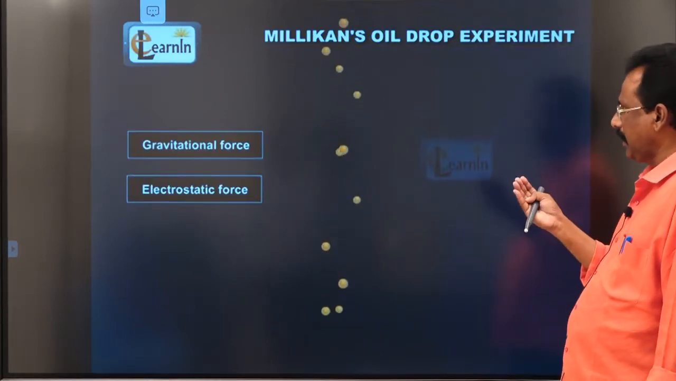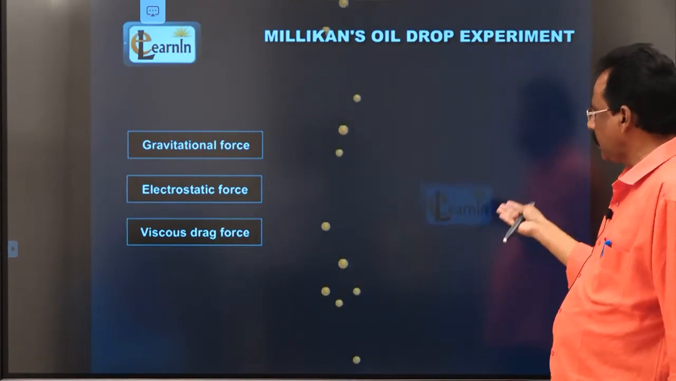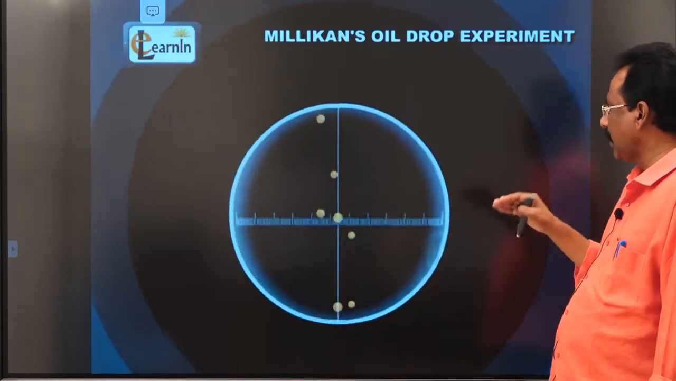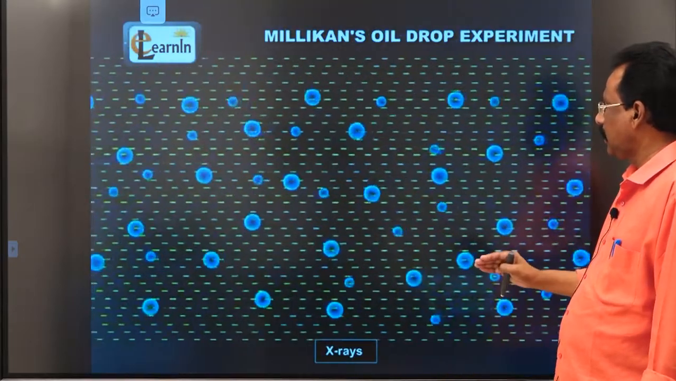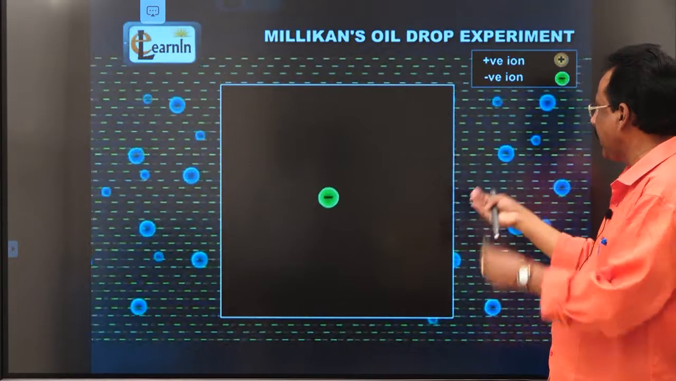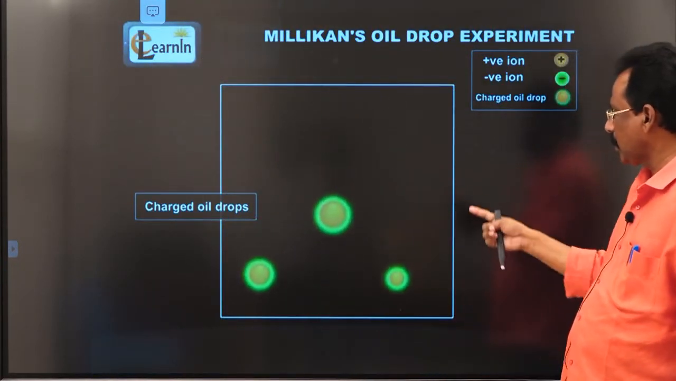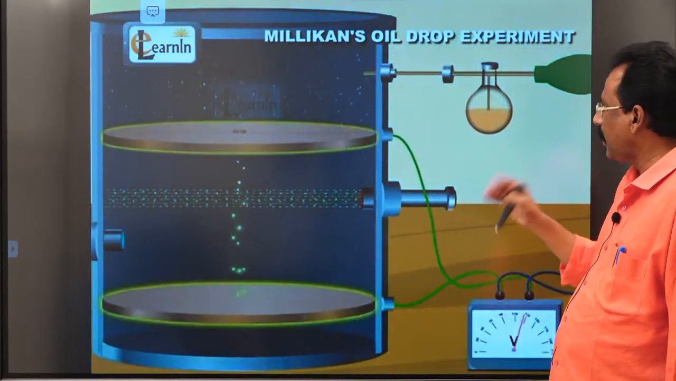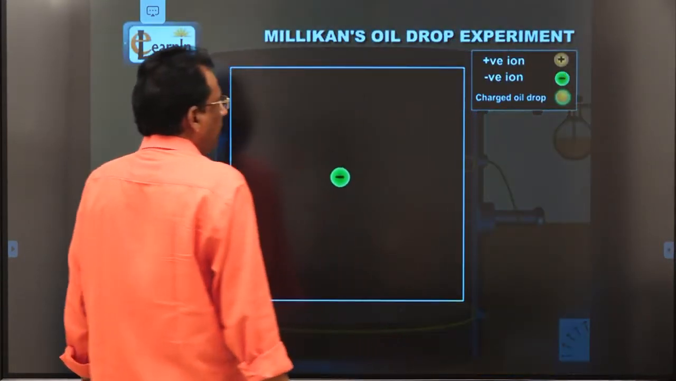The negatively charged electrons are produced when the X-rays bombard the air present in the chamber, in the presence of gravitational force, and the liquids also have viscous force. These are the droplets of the oil, and this is the reaction between X-rays and air. From that reaction negatively charged particles are produced. These particles are absorbed by oil droplets, and from that Millikan calculated the charge of the electron.